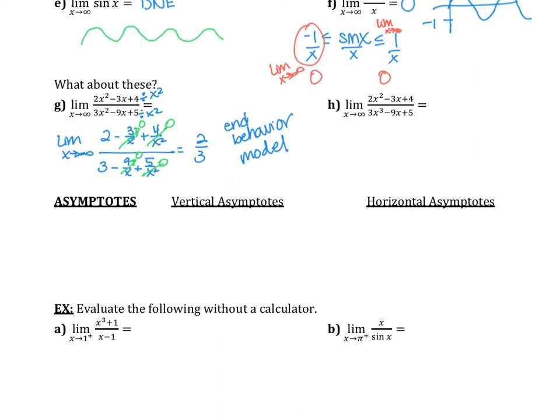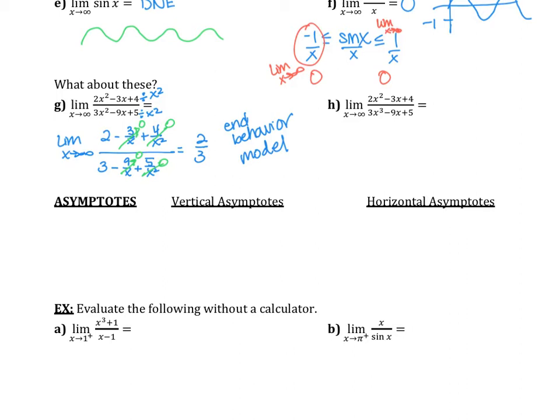Okay, let's go back and do the limit again of this next problem. Notice it's a very similar problem. This time, though, the degrees are a little bit different. So 2x squared, 3x cubed. I'm going to look at just these.